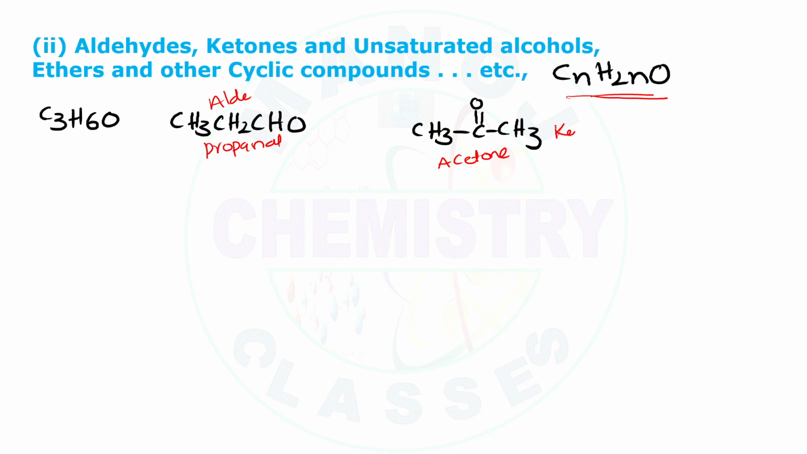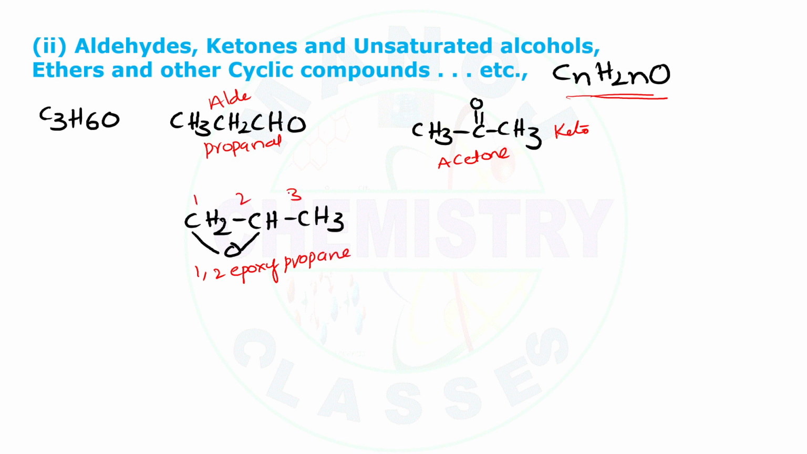This one is a keto functional group. This one can also be written as a cyclic compound, which is nothing but 1,2-epoxypropane. As 1, 2, 3 carbons are there, 1,2-epoxypropane. This one is also known as 2-methyloxirane. That is the other name.